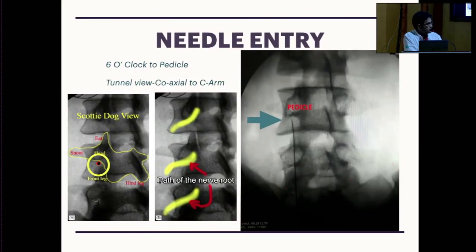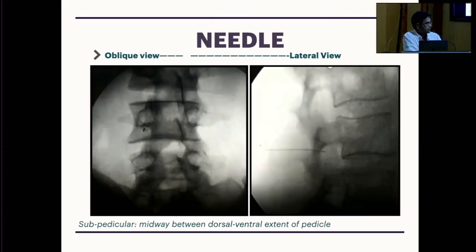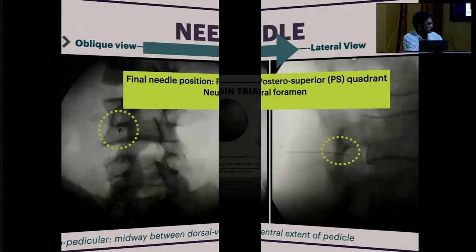So needle entry, obviously, as I described, look at the 6 o'clock position. You can see the Scotty dog just below the head. That's the entry point in this case. And once you're in the AP view, you can see the needle. Then you confirm your needle in the lateral view. Once in the lateral view, you can see the needle position in the foramen. You can see the needle is exactly in the dorsal superior part of the foramen, that is if you're doing a safe triangle approach. So once you do that, look for the dye and then look for the dye spread in this case. So the final deposition is like that.